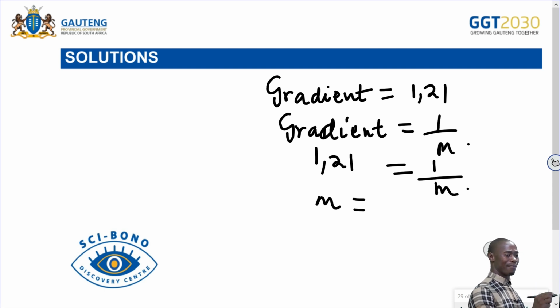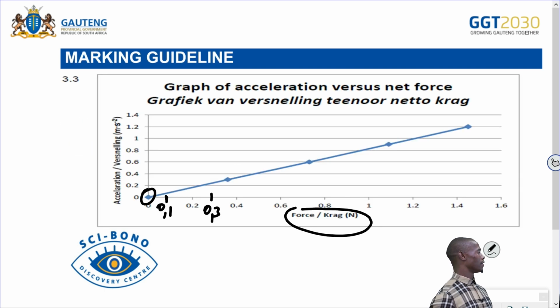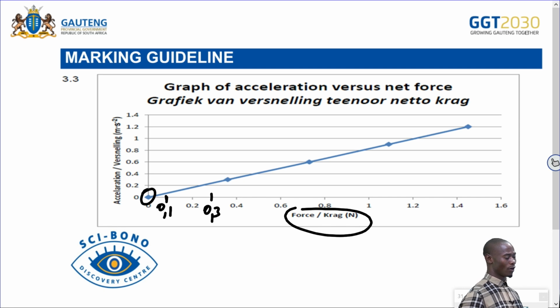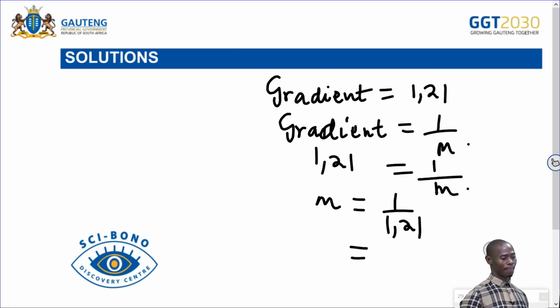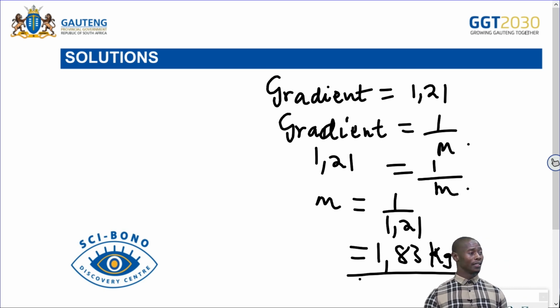So which means that multiplying by m on both sides, m will be 1 over 1.21. So what is 1 over 1.21? This is what they got, which is 0.83 kilograms. So this is the experiment that you need to do in your respective schools. But you should know what is happening there when it comes to that experiment, verifying Newton's second law. I think for today we are done.